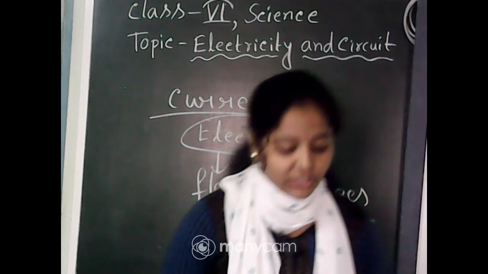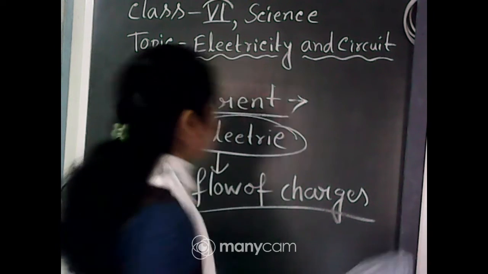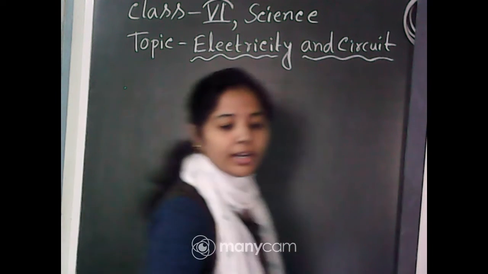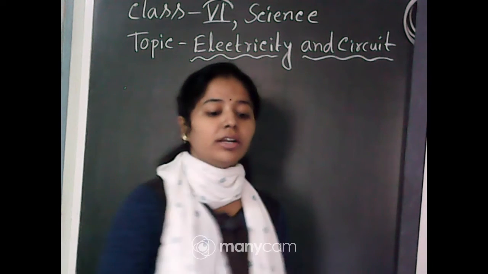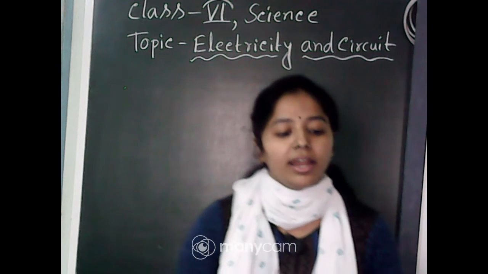Okay. Let us start. So, the main contribution is by the electric cell and metal wire. As you know, the substances which conduct electricity are called conductors, and those which do not conduct electricity or which are poor conductors of electricity are called insulators.